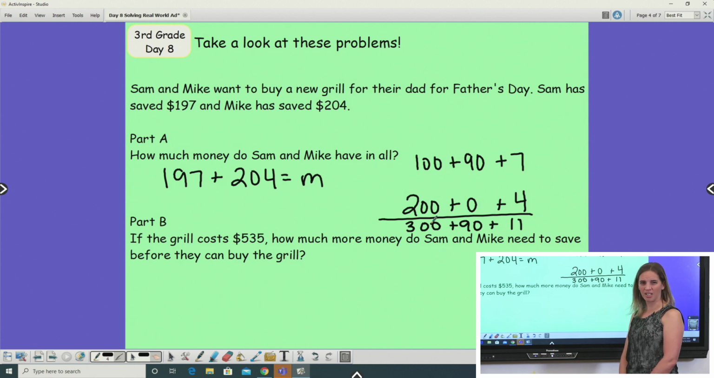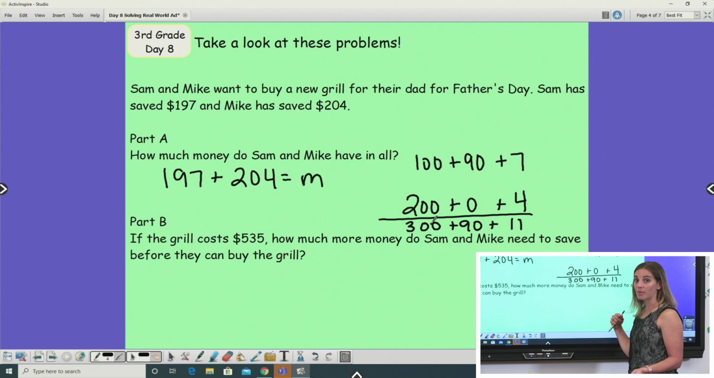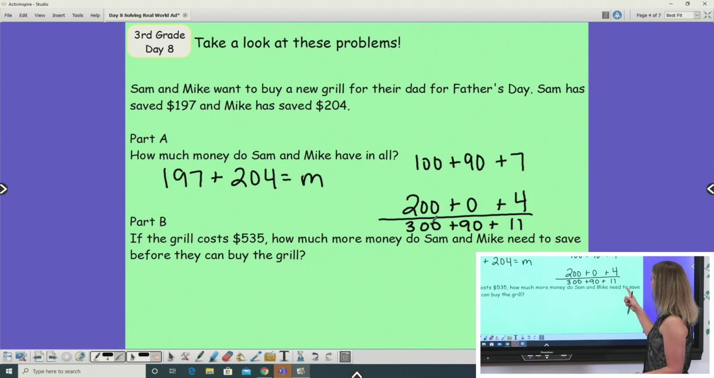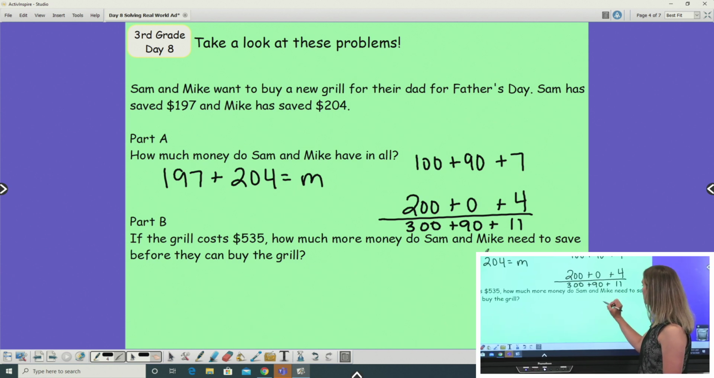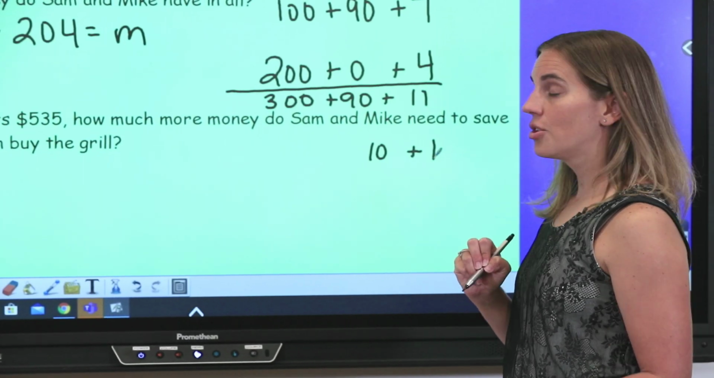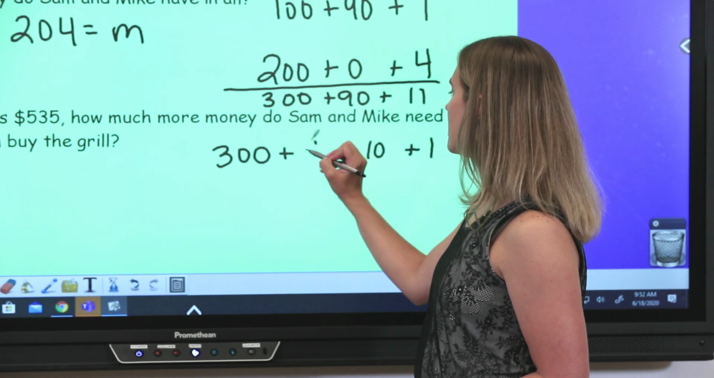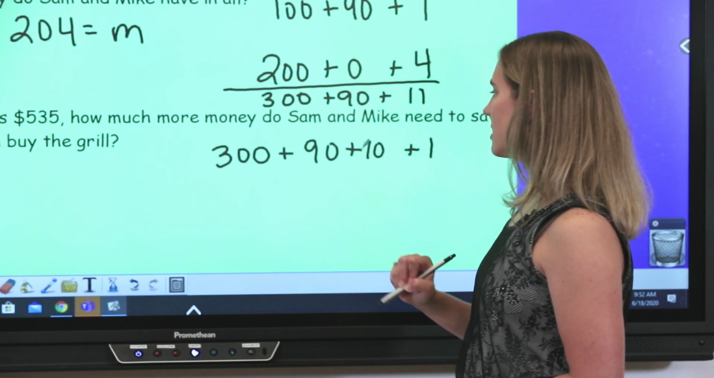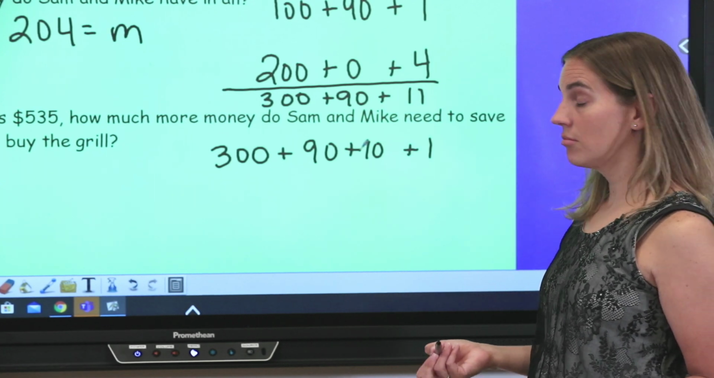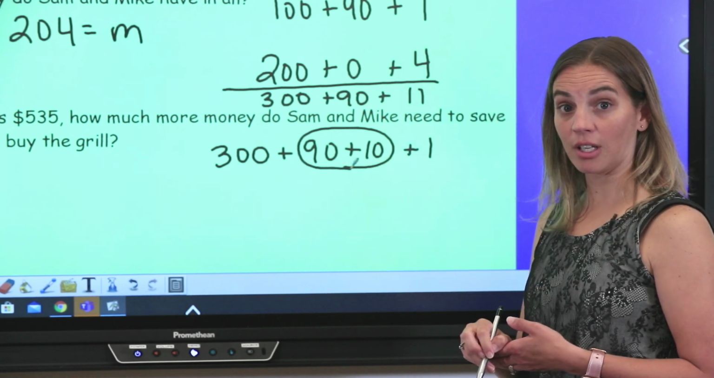That seems kind of scary, doesn't it, that 11? Can we break that 11 into something smaller to make it a little bit simpler? What if I turn that 11 into 10 plus 1? So now I have 300 plus 90 plus 10 plus 1. Well, okay, I can use my associative property and group those together, can't I?